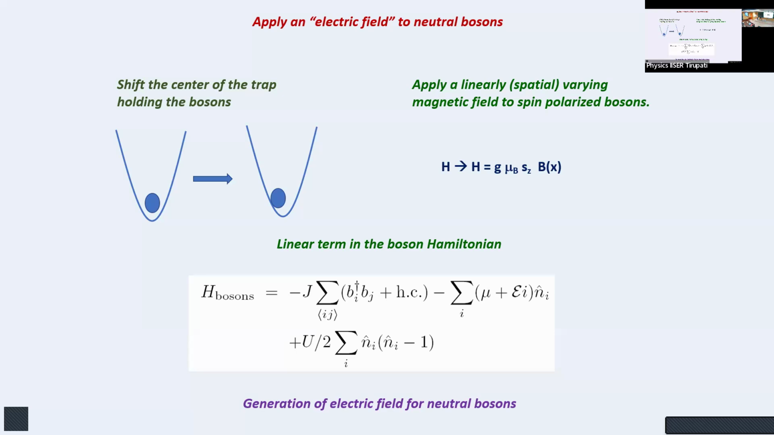You can take this trap, which previously was a harmonic potential like half k x squared, and now you move its center, so this becomes like half k (x minus x naught) whole squared. x naught is the shift, and then the cross term between x naught and x is another linear term. That's also like generating an electric field. So people started with shifting the center, but later basically shifted to using this magnetic field because this was easier to do in experiments.